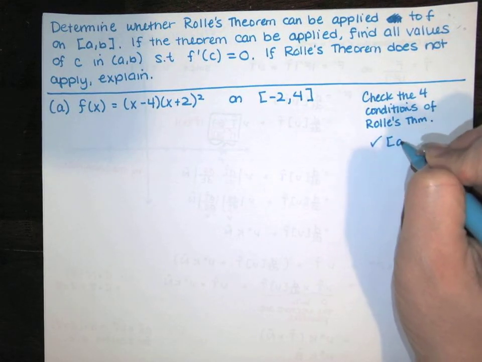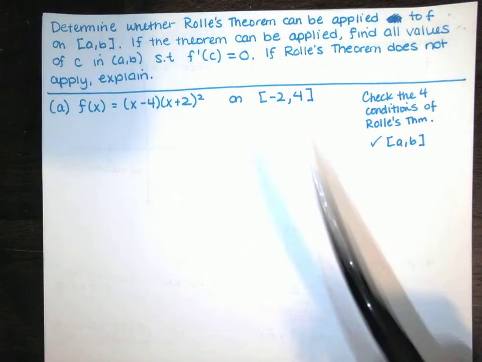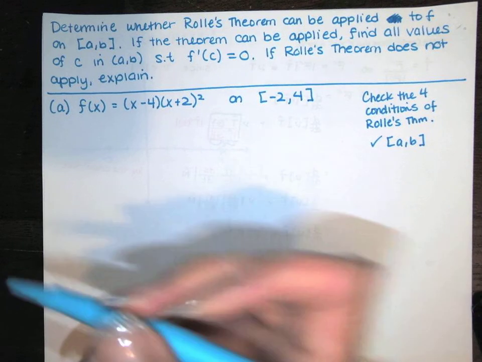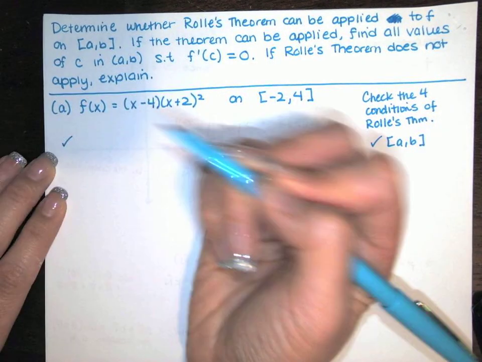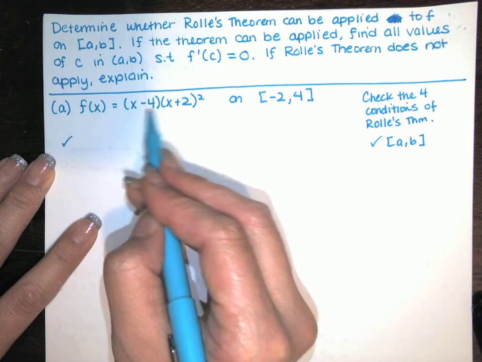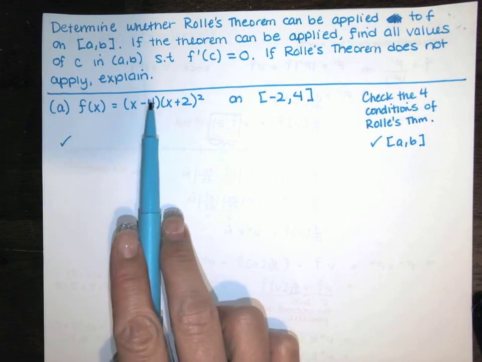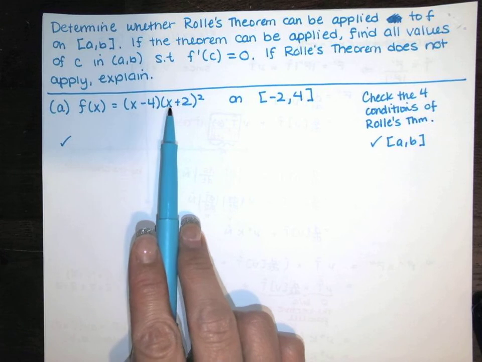First, we've got a closed interval from a to b, so that's satisfied. Now we need to make sure that f is continuous on this closed interval from a to b. So we'll say f is a polynomial function. Now, it might not be obvious that this is a polynomial function right now, but remember from pre-calculus that this is a polynomial function in factored form.